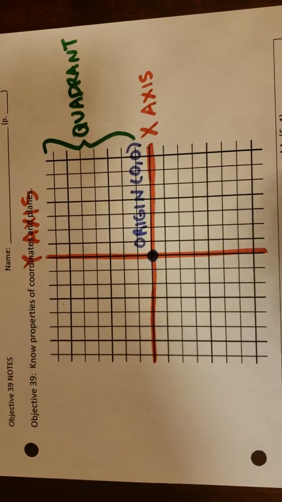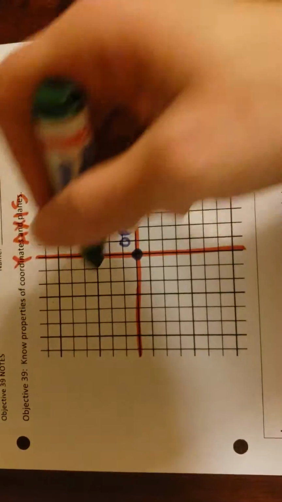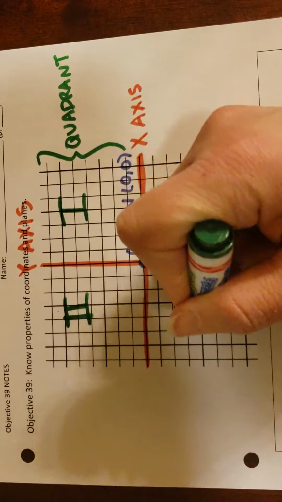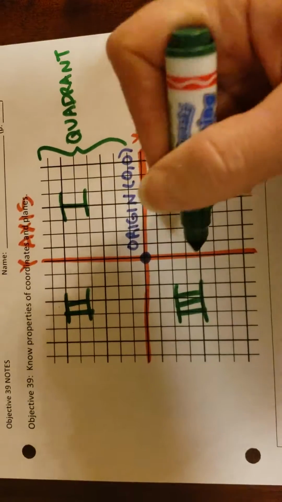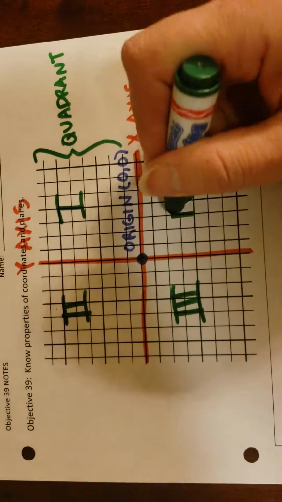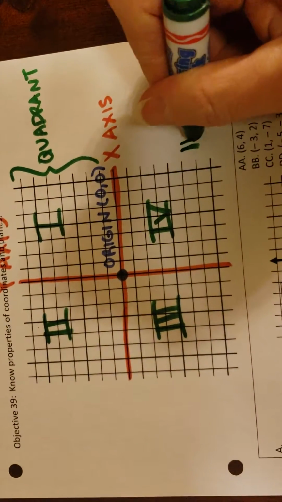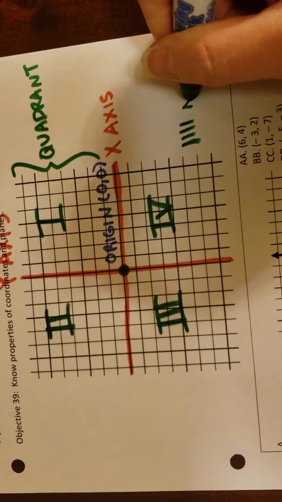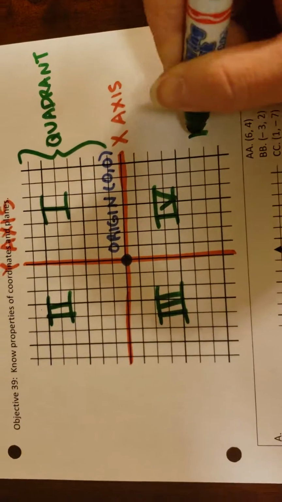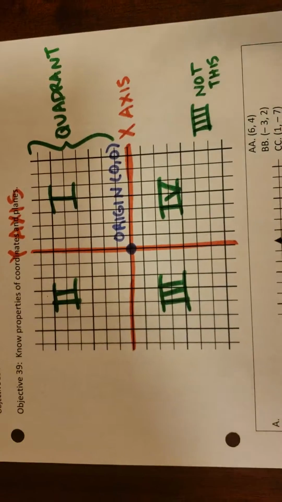And when we label our quadrants, we use Roman numerals. So this is Roman numeral 1, and it goes counterclockwise. 2, 3, and it gets a line on the top and the bottom. So don't just write it like that. It gets a top and the bottom. And Roman numeral 4 is I and V, not this. Don't do that, okay?